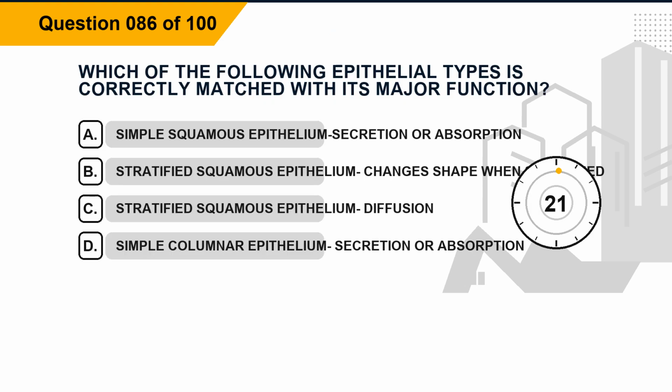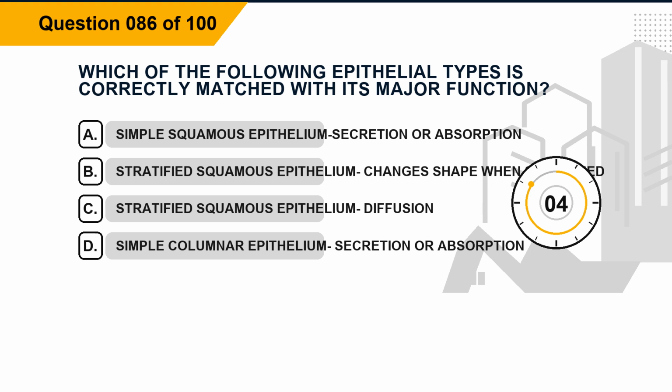Question 86. Which of the following epithelial types is correctly matched with its major function? Option A, simple squamous epithelium, secretion or absorption. Option B, stratified squamous epithelium, changes shape when stretched. Option C, stratified squamous epithelium, diffusion.